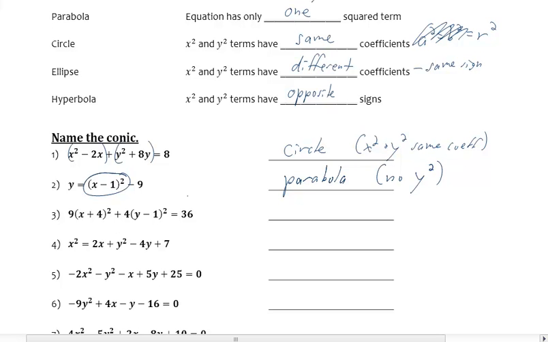Number three looks like, if you divide the 36 over, you're going to end up with different a squared and b squared values. So it's an ellipse or a hyperbola. They have different coefficients, and if we look without doing that, you can see the x squared and the y squared both have different coefficients. One has a coefficient of 9 and the other has a coefficient of 4. What you're left with is an ellipse or a hyperbola. And if you're guessing it's an ellipse because of that plus sign, you're correct.